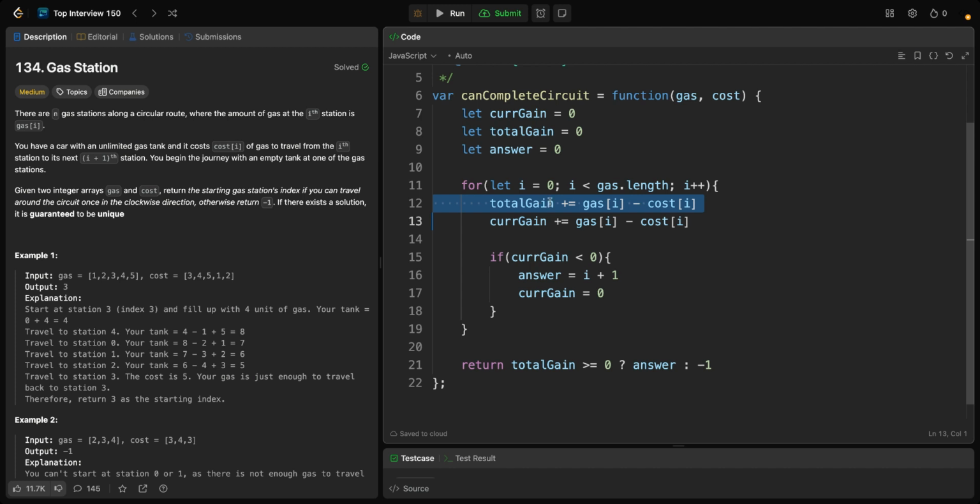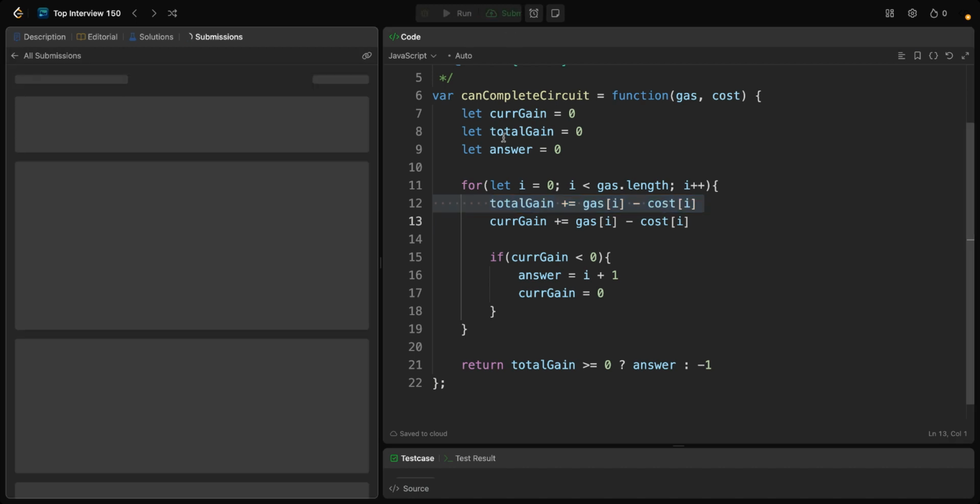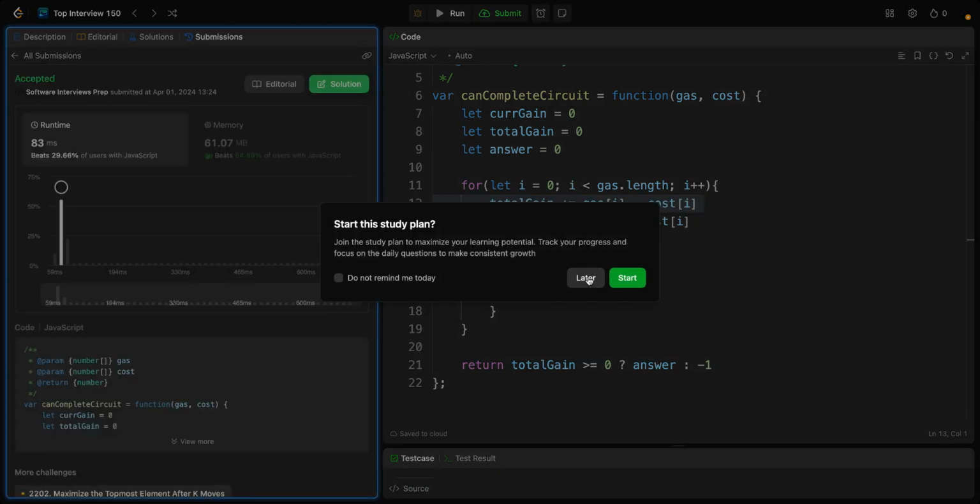So we keep the total gain, and the current gain we just use to track every current station. And when we get below zero, we make the current gain zero again, and we start over, but we do not change the total gain at all. So this was the trick in this problem. So yeah, that's it. Let me submit and see if it will work or not. It did work.